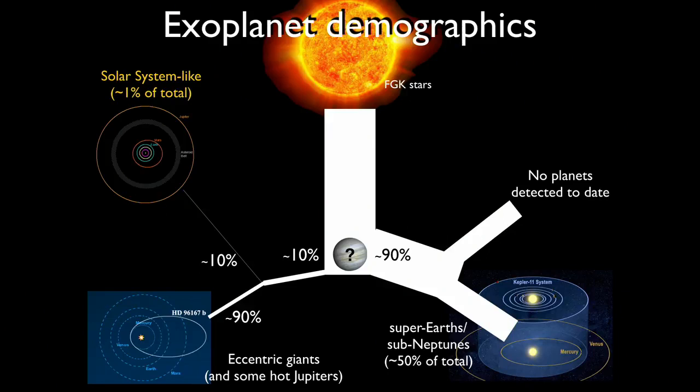And then the other ones that don't have gas giants, at least that we haven't found yet, a lot of those, something like half-ish of all sun-like stars, have these super-Earths or sub-Neptunes, things that look broadly like this shrunk-down picture of the Kepler 11 system.